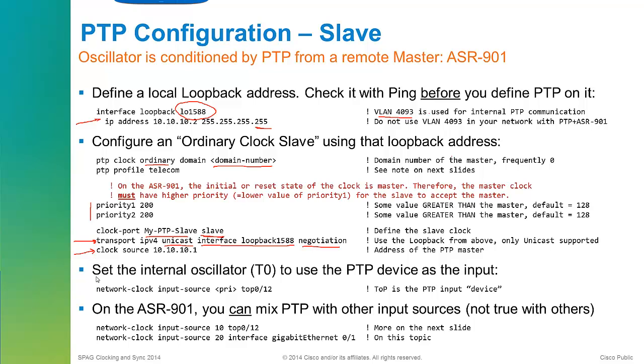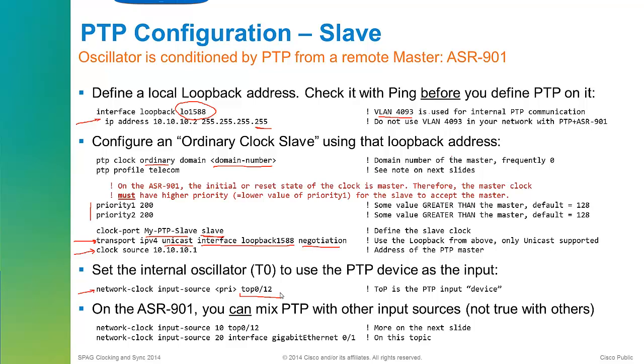And once it's synchronized, well, you don't have to wait, but once it's synchronized, you can synchronize the internal oscillator to use the PTP as input. And the way that this is done is network clock input source, and the special device you're using is top, standing for timing over packet. It's basically the pseudo device that's used to say we need to use PTP as the internal oscillator.